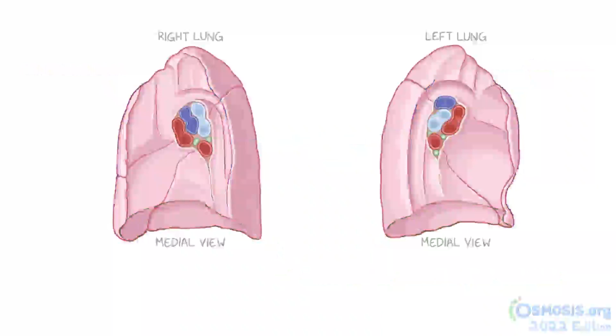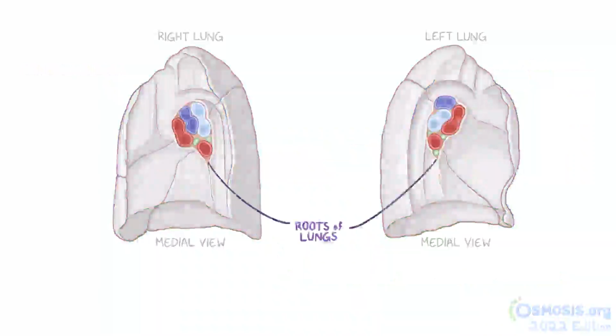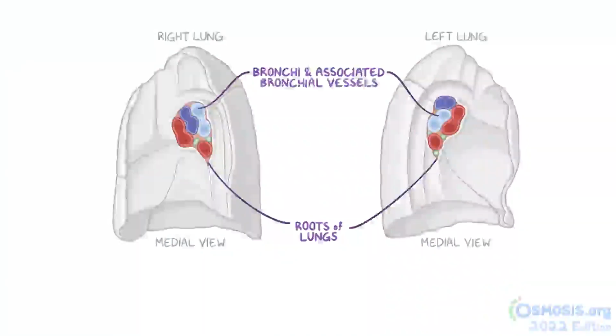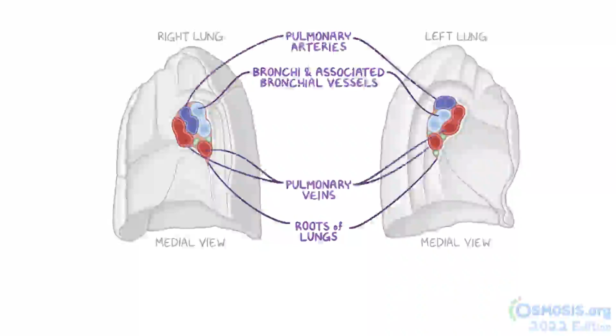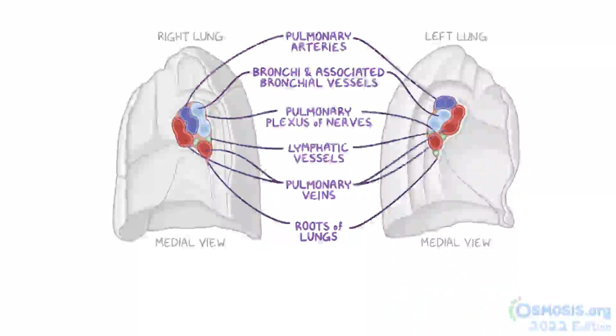The lungs are attached to the mediastinum by the roots of the lungs, made up by the bronchi and associated bronchial vessels, the pulmonary arteries, the superior and inferior pulmonary veins, as well as the pulmonary plexuses of nerves and lymphatic vessels.